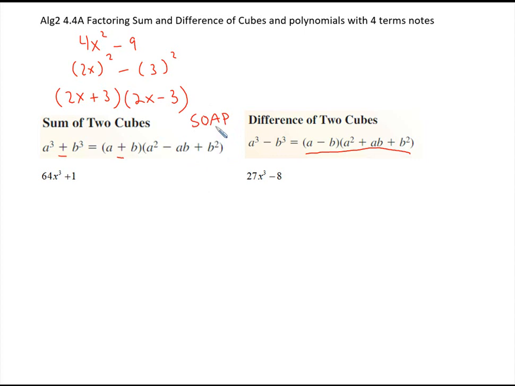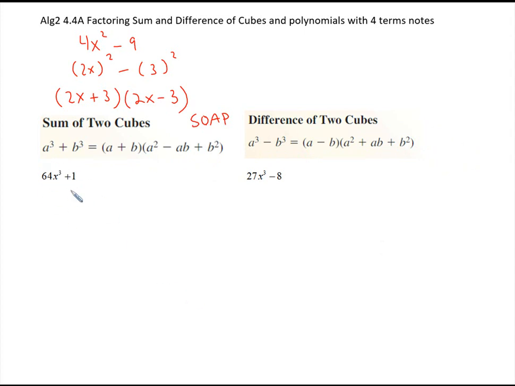Same, opposite, always positive. And you notice it's the same for a difference of cubes as well. So we've got the same, we've got opposite, always positive. So if you just remember the word SOAP, it helps you remember what the signs should be. Okay, so let me show you how to do this first example here.